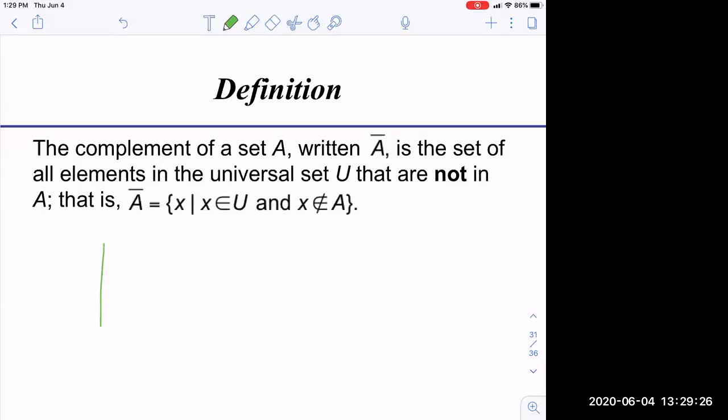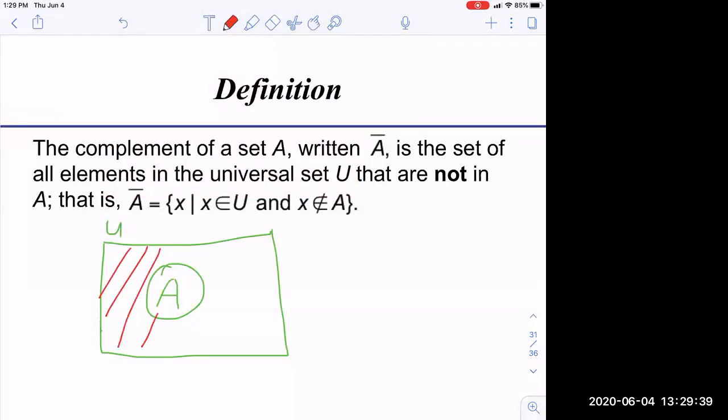So I'll draw this Venn diagram. Complement of a set A. So if this is a universal set, and here's my set A, the complement is everything that's not in A, but is still in the universal set. So that is a complement.